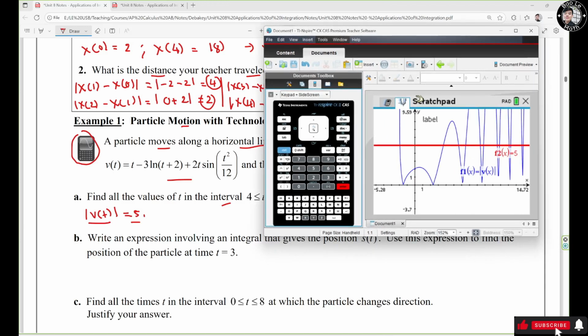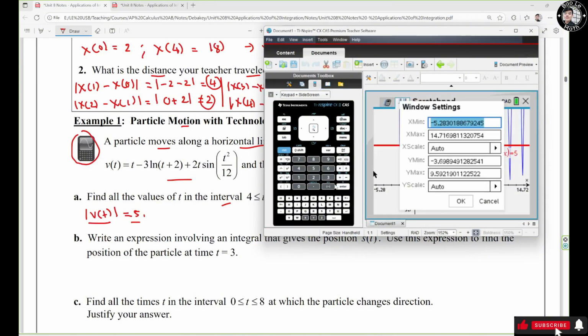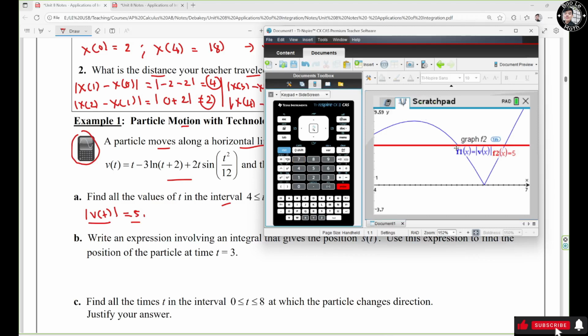So I'm going to go to menu, window zoom right here, window setting. S minimum should be 4. S maximum should be 7. Alright, hit enter. Alright, so I have two intersections right here. This guy and this guy, right?